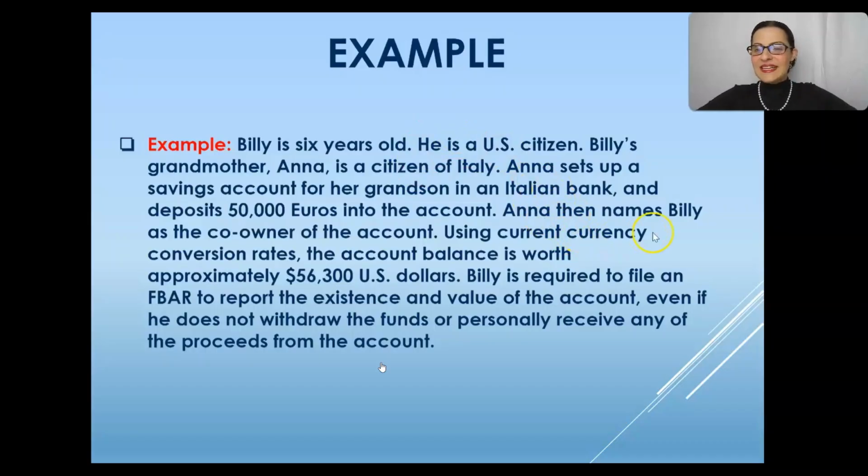Children, even. Anna then names Billy as the co-owner of the accounts. Using current currency conversion rates, the account balance is worth approximately $56,300 US. Billy is required to file an FBAR to report the existence and the value of the account, even if he does not withdraw the funds or personally receive any of the proceeds from the account.